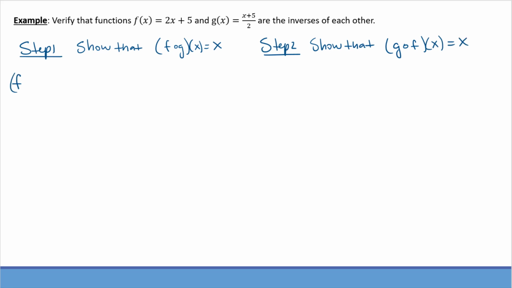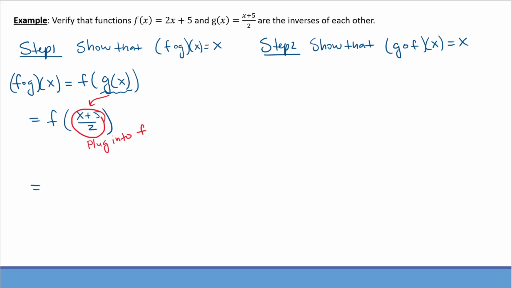Okay, so f composed with g. How do we find that? Here first I'm going to apply the definition of the composition operation. F composed with g of x is the same as f of g of x. Then I'm going to rewrite g of x inside the parentheses with the actual expression that it represents. So it's going to be f of x plus 5 over 2. That's my function g. And now this notation tells me that I have to take the expression x plus 5 over 2 and plug that into the function f.